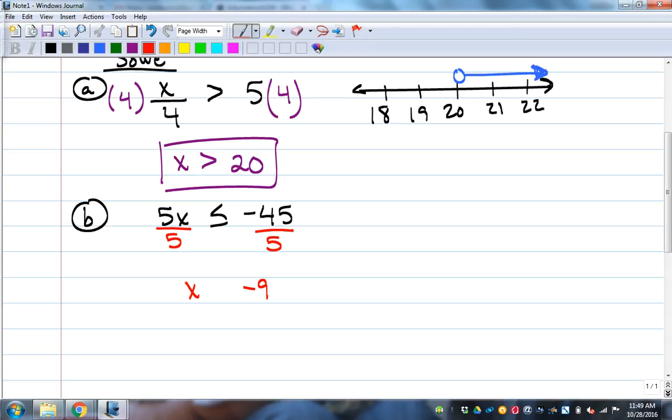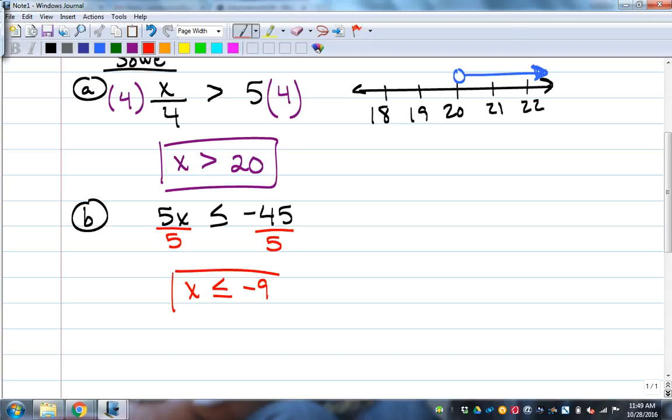What did I divide by? 5. I didn't divide by -5, I divided by +5. It doesn't matter what I divide into, it's what I divide by. So I divided by a positive, so I'm going to leave the symbol the same. The only time you're going to flip that symbol is if you multiply or divide by a negative. It doesn't matter what's on the other side. It's what's with the variable.